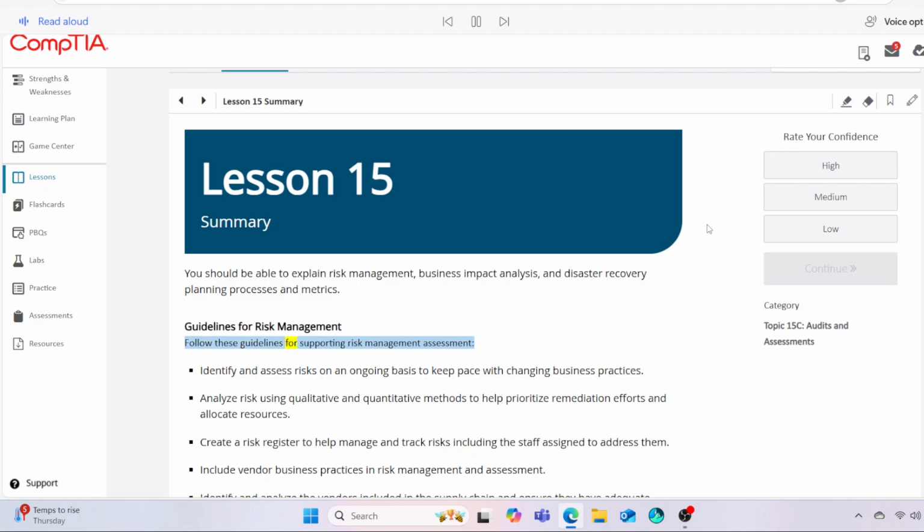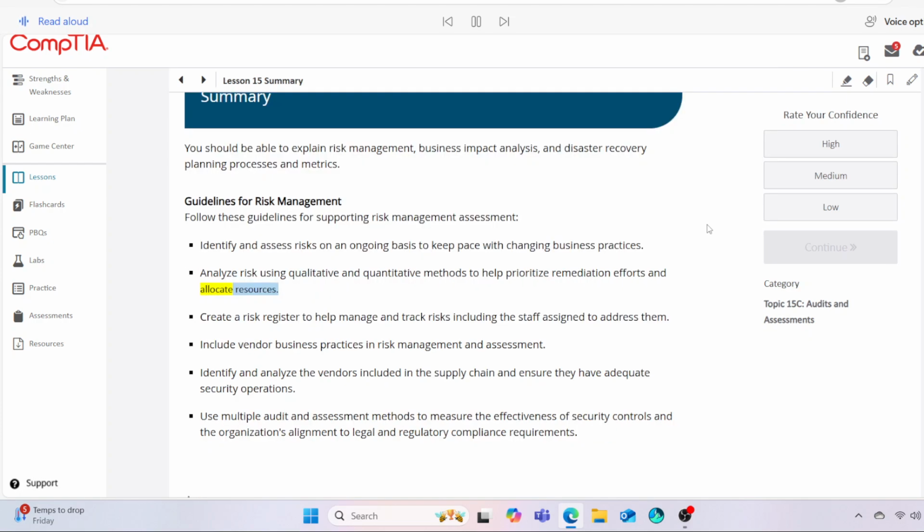Follow these guidelines for supporting risk management assessment. Identify and assess risks on an ongoing basis to keep pace with changing business practices. Analyze risk using qualitative and quantitative methods to help prioritize remediation efforts and allocate resources. Create a risk register to help manage and track risks, including the staff assigned to address them.